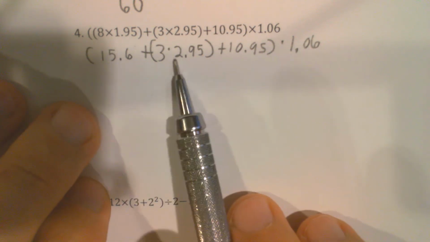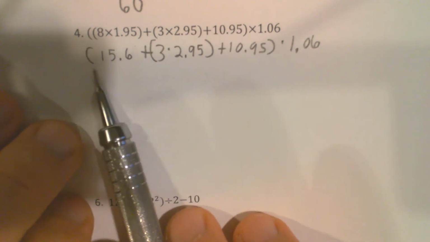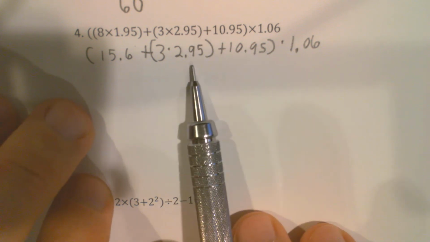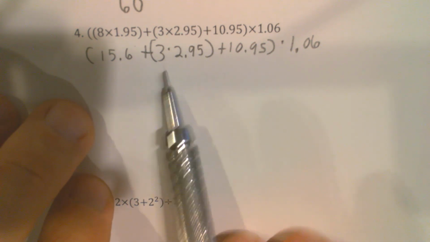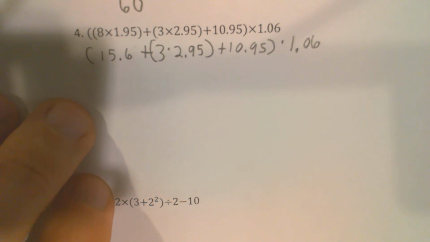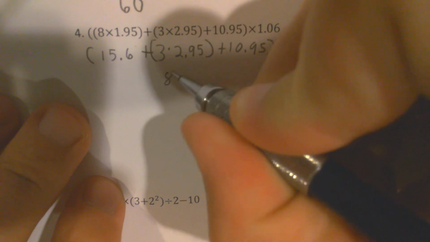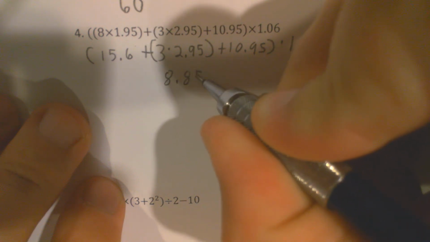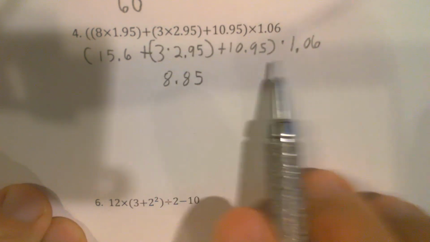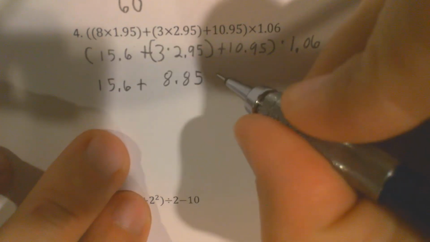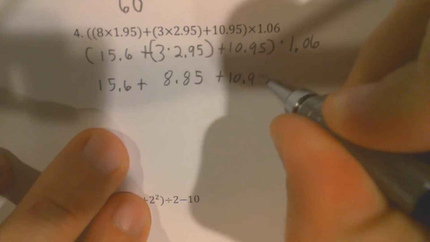Okay, so we still have another parenthesis inside our main parenthesis. So that's what we do next. We have 3 times 2.95. That's going to give us 8.85. Carry down everything else. All of this is still in parentheses.